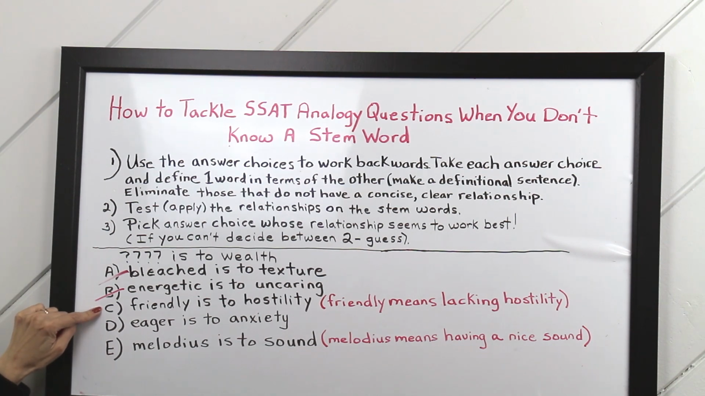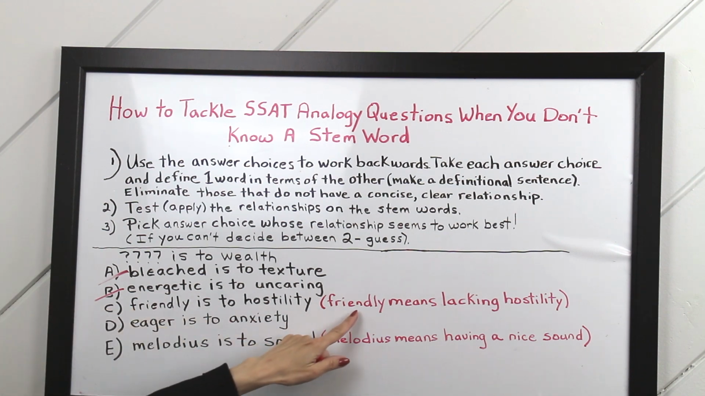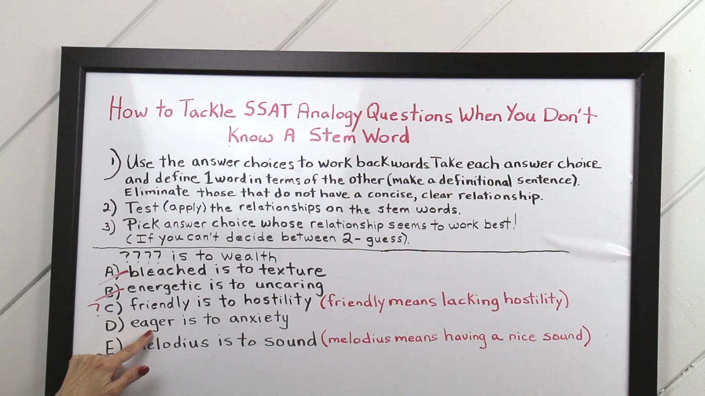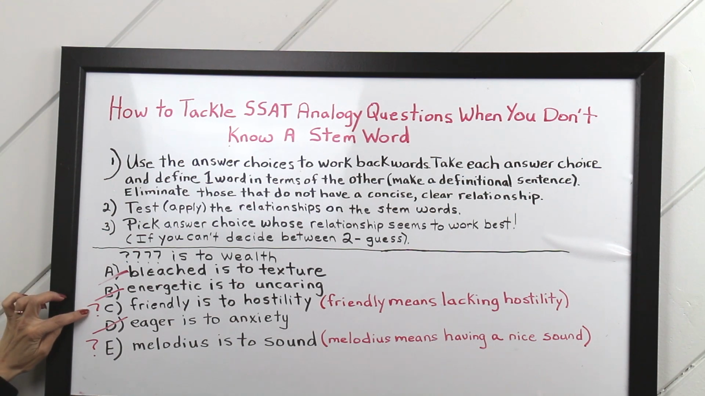C, friendly is to hostility. Friendly means lacking hostility. That's a concise and clear relationship. It's a possibility. Let's leave it in. I'm going to put a question mark. Eager is to anxiety. Does eager mean anxiety? Someone can be eager and enthusiastic. They may or may not be anxious. There's really no clear relationship. Let's get rid of D. Melodious is to sound. Melodious means having a nice sound. There's a concise and clear relationship. It's a possibility, so let's put a question mark. Now we've narrowed our choices down to C and E.